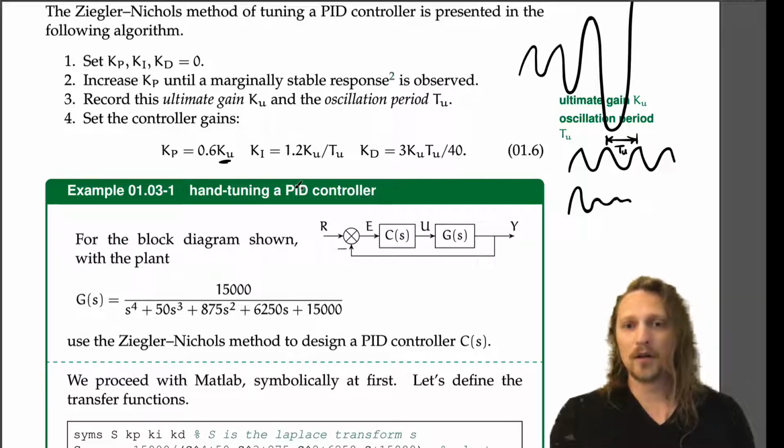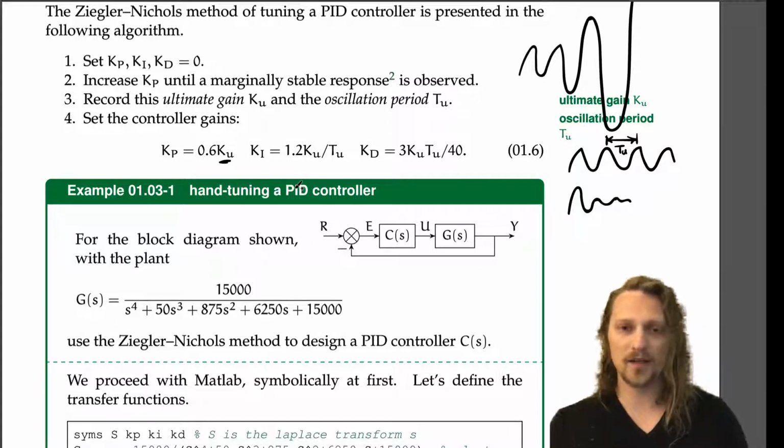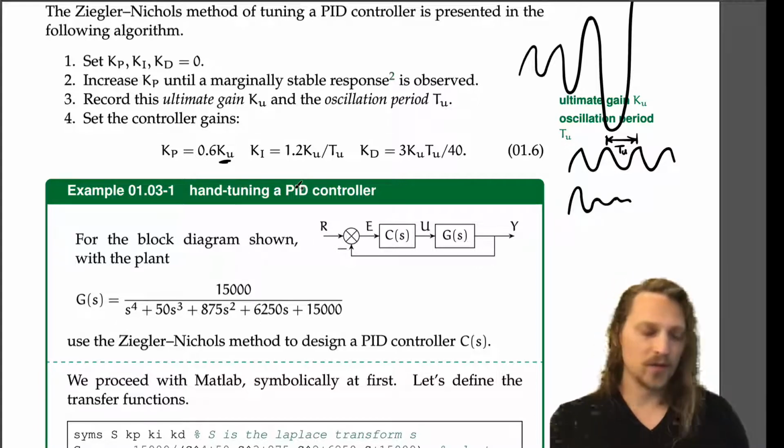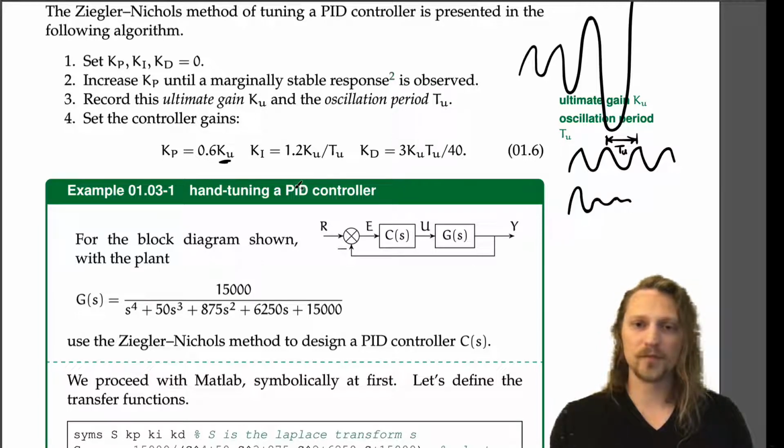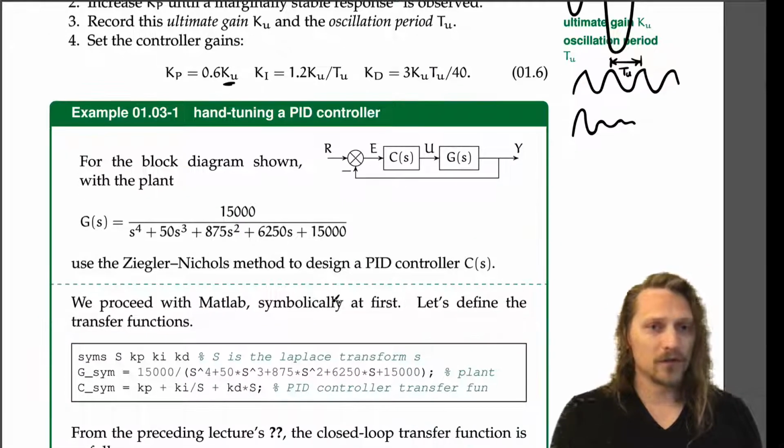At least we will frequently want to dial in specifically what we want the transient response to look like. But in this case, we don't get to choose that, but it will give us something that's usually pretty reasonable. So let's try it out.